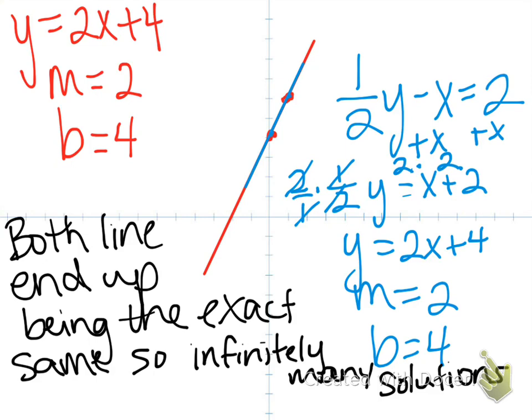What we notice now is that our equations are identical to each other, giving us the exact same slope and the exact same y-intercept, creating the exact same line. So both lines end up being the exact same, so our answer is infinitely many solutions.